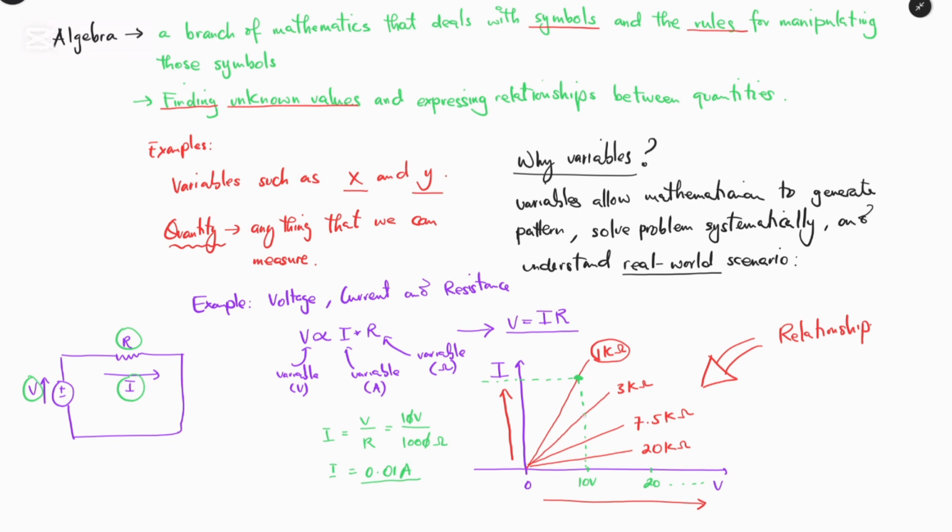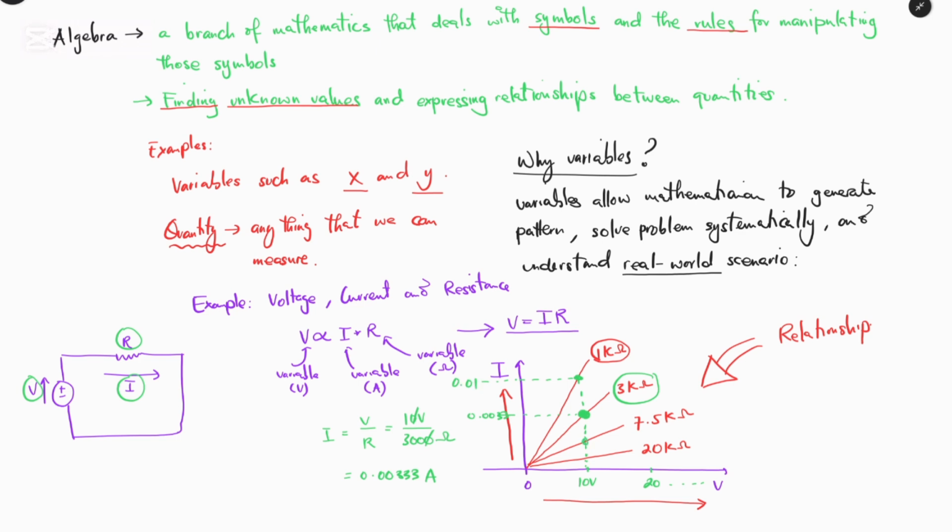And what will happen in this region? At this point where we have 10 volts and a 3 kilo ohm resistor, we can substitute into this equation such that 10 volts divided by 3000 ohms gives us 0.00333 amps in this circuit. So in this region we see 0.0033 amps, and previously it was 0.01 amps.